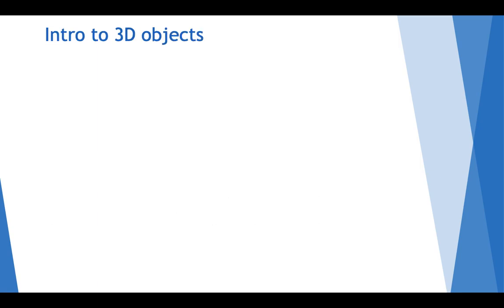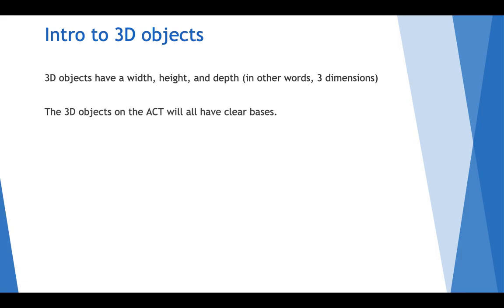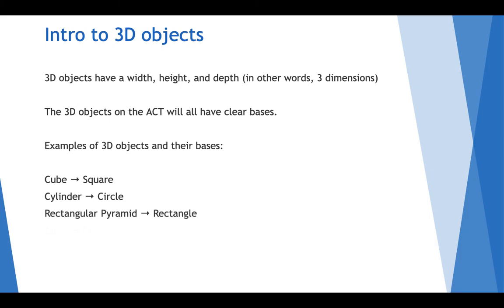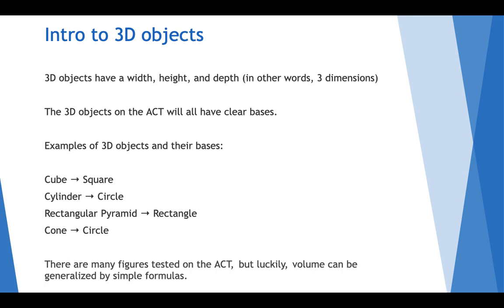Now let's move on to three-dimensional objects. As opposed to two-dimensional objects, which only have 2 dimensions, 3D objects have a width, a height, and a depth. The 3D objects on the ACT all have clear bases, which means the following. For example, a cube has a square base, a cylinder has a circular base, a rectangular pyramid has a rectangle base, and a cone has a circular base. There are many figures tested on the ACT, but luckily, volume can be generalized by simple formulas. Surface area is a little bit different, and that's why we're not going to be covering it in this video. We're going to have a whole separate lecture for surface area.